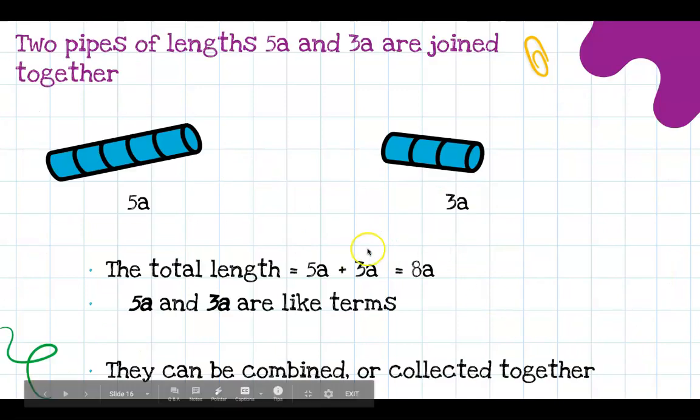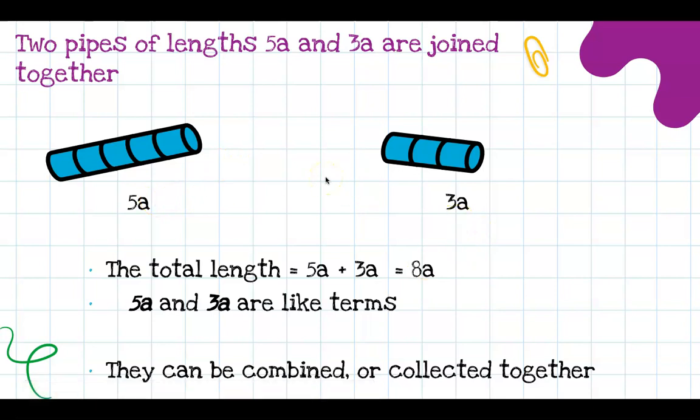So this is just an example of like terms. You have 5A and 3A. We can look at them as like two pipes. Since they are like pipes, you can put them together, just like what I told you before, if it's like a last name and the first name. If they have the same last name, in this case the same variable A, then you can put them together. So 5 plus 3 is 8, and then you just copy the last name, same variable A. That's how you simplify or combine them together.